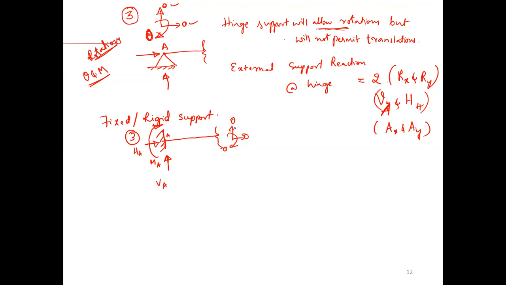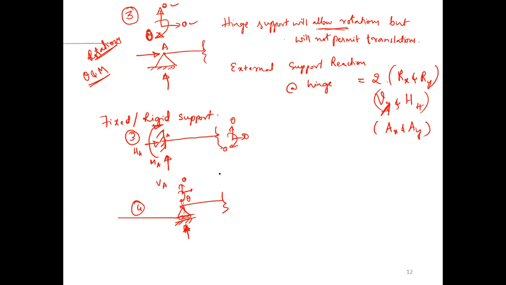Clear? Now, the fourth one. What is the fourth one? Roller. See, it's similar to simple support, which means how many reactions? Only one. So this is 0. But it's axially rigid, an axially stiff support. It will allow rotation and it will not allow horizontal movement.